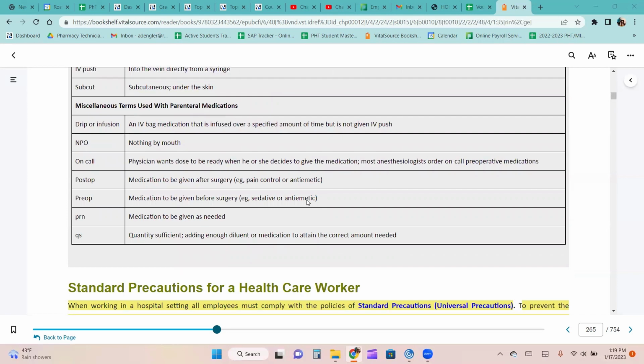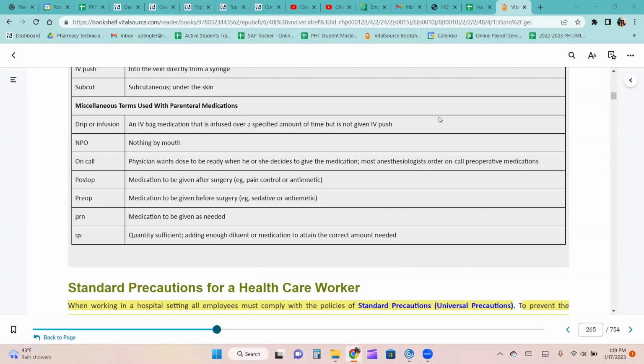Miscellaneous terms for parenteral medications, drip or infusion, an IV bag that is infused over a specific amount of time but is not given IV push. NPO means nothing by mouth. On call means the physician wants the dose to be ready when he or she decides to give the medication. Most anesthesiologists order on call preoperative medications.